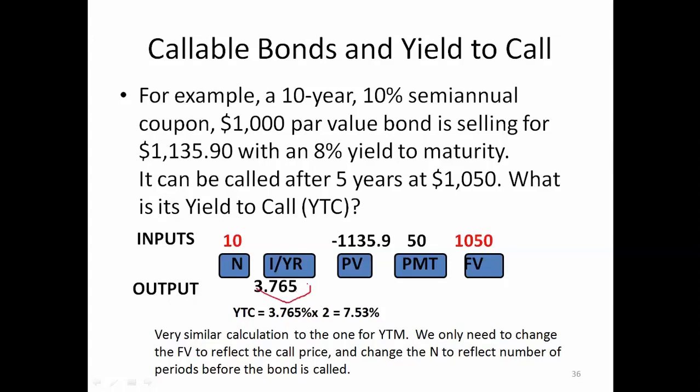And notice this is for 6 months because this is a semi-annual coupon bond. So for the whole year, the yield to call is 3.765% multiplied by 2, so that is 7.53%. And notice this number is lower than the yield to maturity. That means if the company, the issuer, decides to call back the bond, then the investors, the bondholders, cannot realize the yield to maturity. Instead, they would only realize the yield to call.